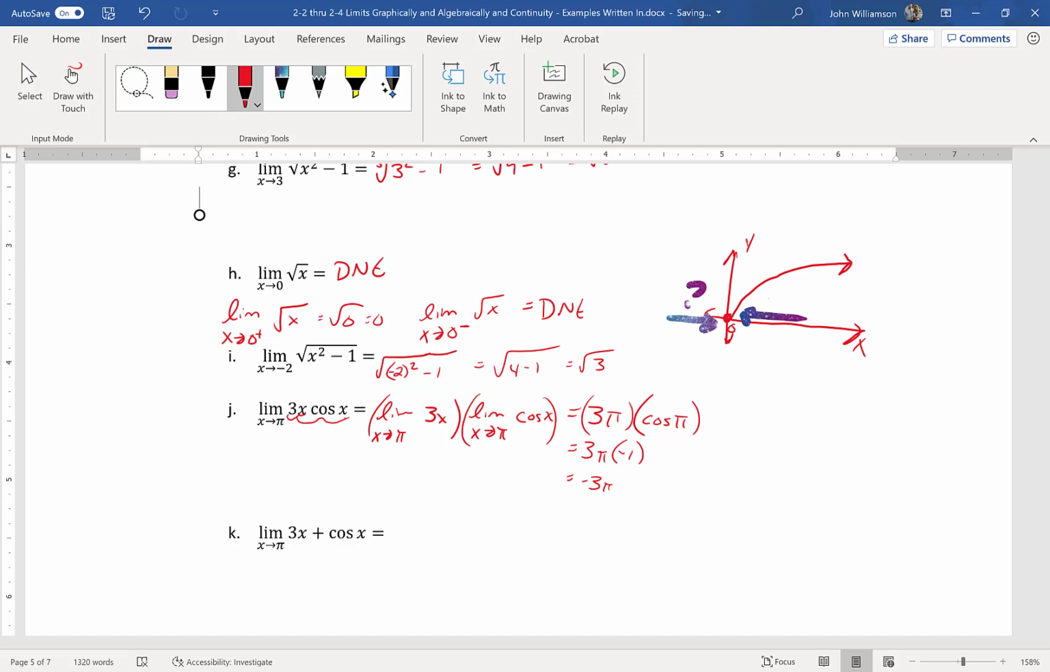All right, for the last one, the limit as x is approaching pi of 3x plus cosine x. And you can think of this as if there's parentheses around this entire thing. So we're taking the limit of this entire piece. So limit as x is approaching pi of 3x plus cosine x. Then, again, we could split this up into the limit as x is approaching pi of 3x plus the limit as x is approaching pi of cosine x.